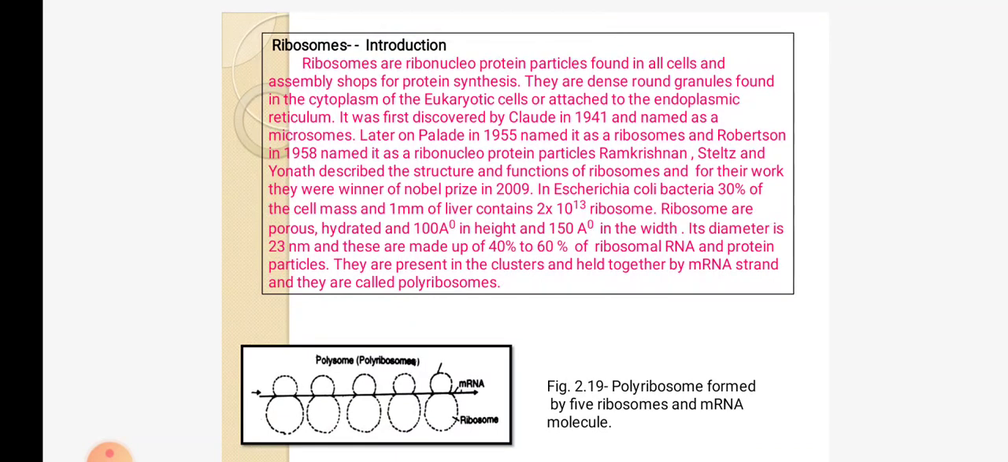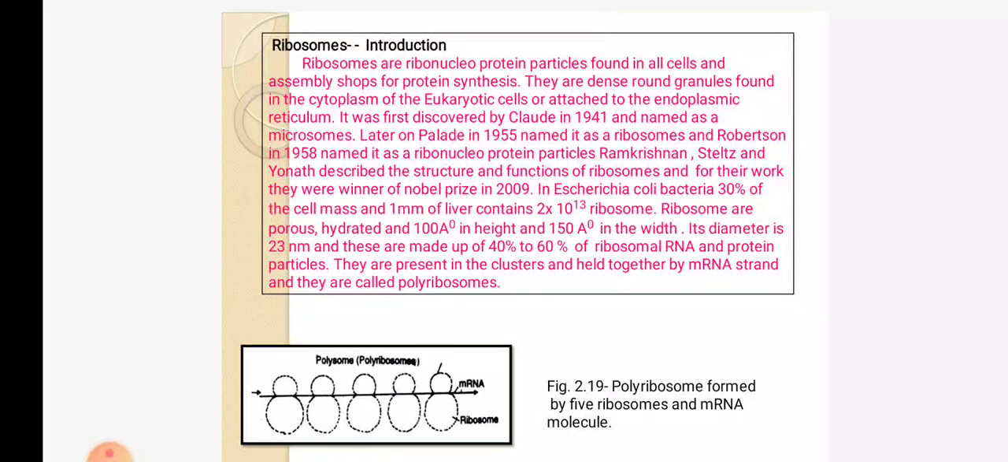After this study, we will see the second cell organelle. First, we will start with an introduction. The second cell organelle is ribosomes. Ribosomes are ribonucleoparticles found in all cells and are the assembly shops of protein synthesis.